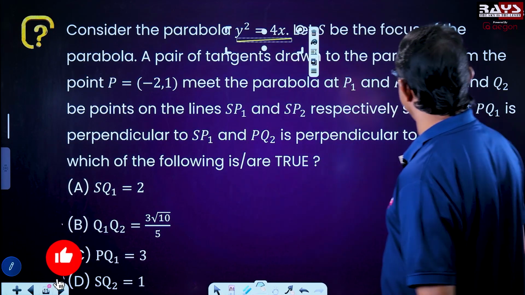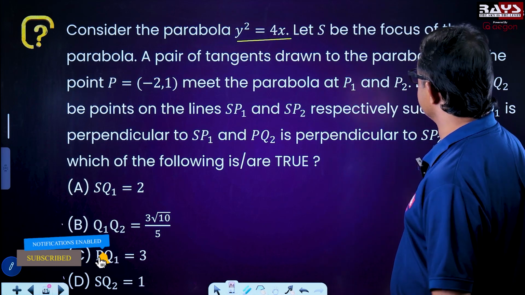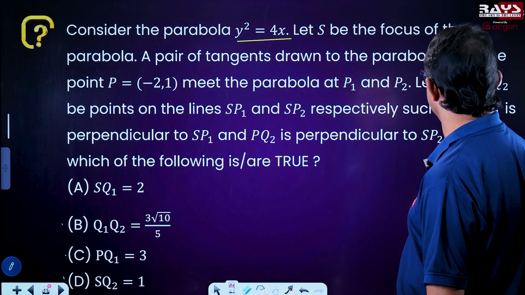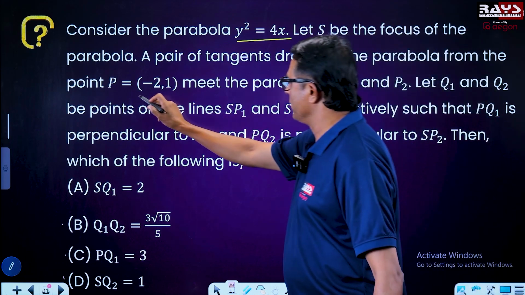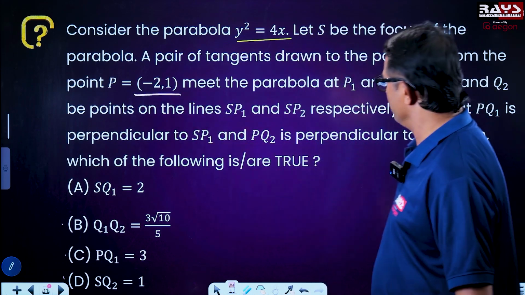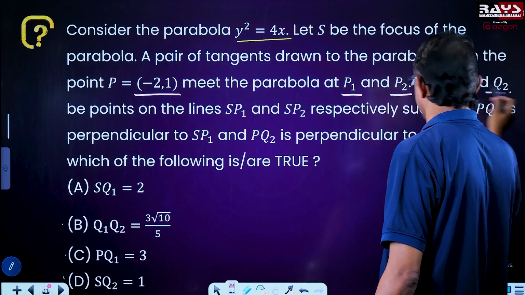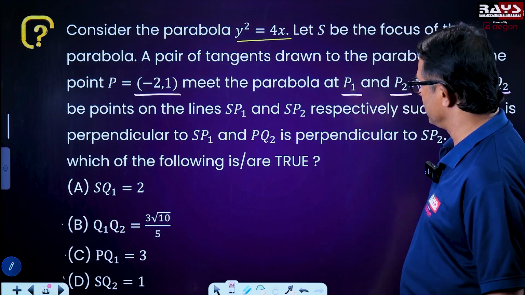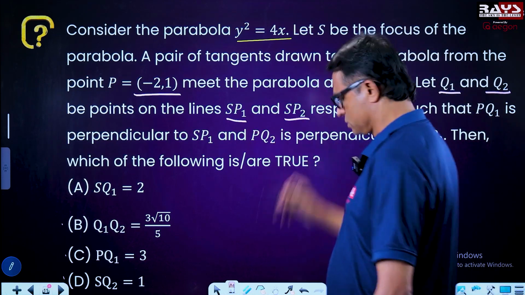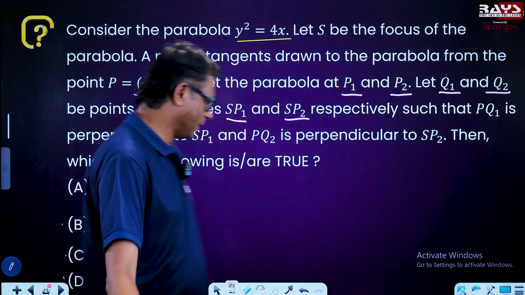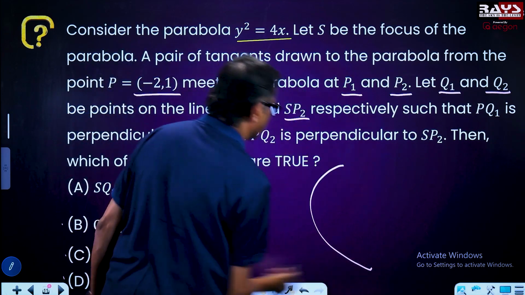Let S be the focus of the parabola, and a pair of tangents are drawn to the parabola from the point minus 2 comma 1, which meet the parabola at P1 and P2, and let Q1 and Q2 be the points on the lines SP1 and SP2. Now let us draw this figure roughly, and after that we will draw the exact diagram.